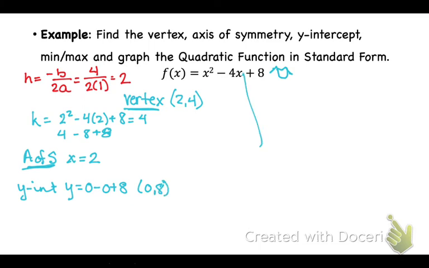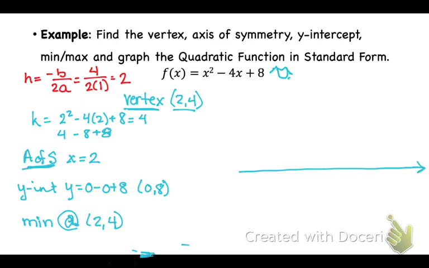Then what's next? Min or max. Okay. So our vertex is here, and we're opening up. So do we have a min or a max? Minimum. At X equals, actually, I'm just going to put the point. It's easier that way. At 2, 4, right? Okay, so am I ready to graph? Yeah.